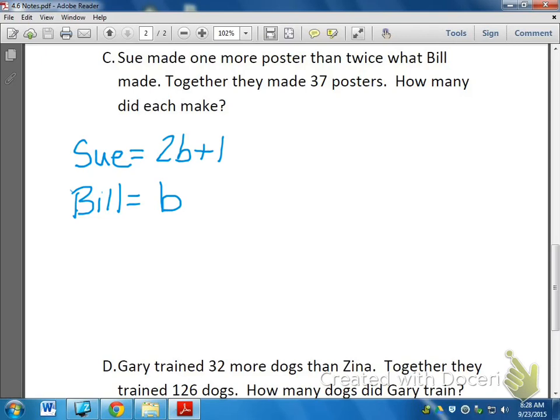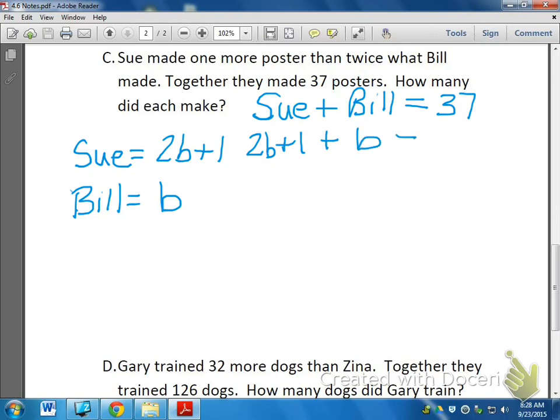Now, together they made 37. What that means to me is Sue plus Bill equals 37. Together they made 37. So Sue plus Bill is 37. So instead of writing Sue, I'm going to put 2B plus 1. Plus, instead of writing Bill, I put B. Exactly. And that equals 37. Do these look familiar now? Didn't we do some like this? We have to combine like terms on the left.